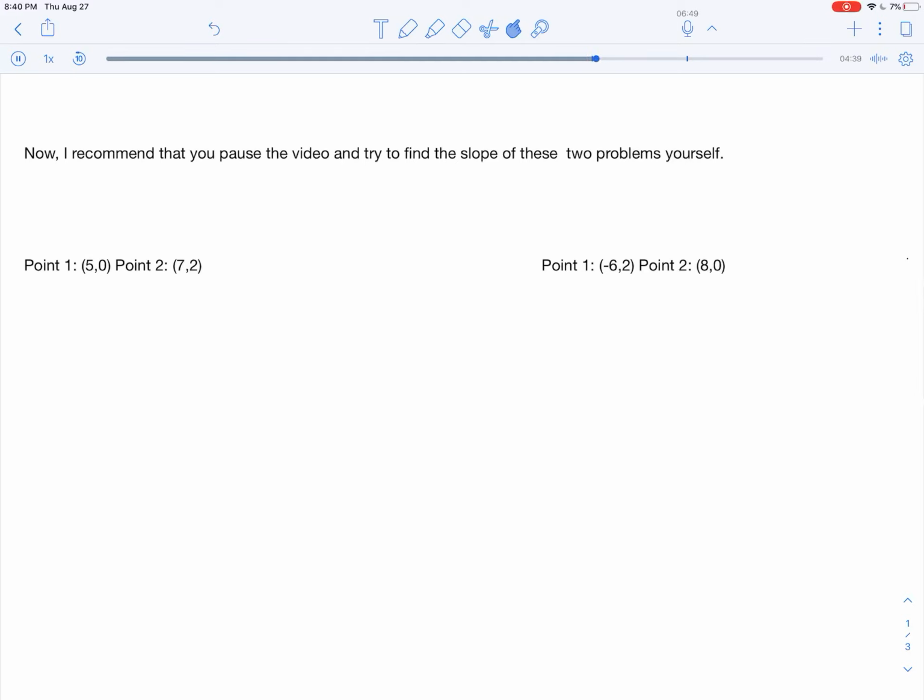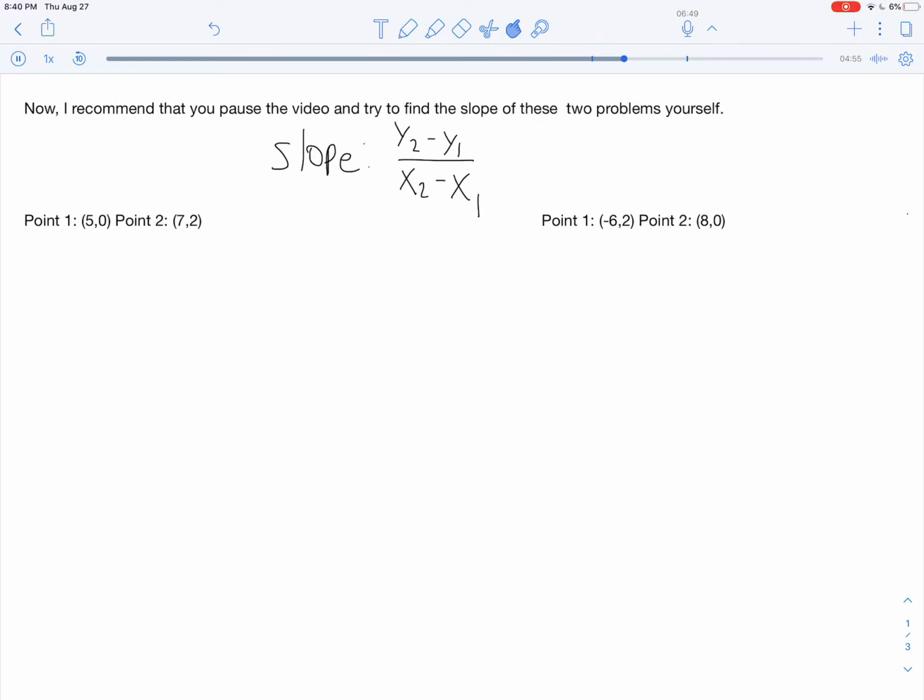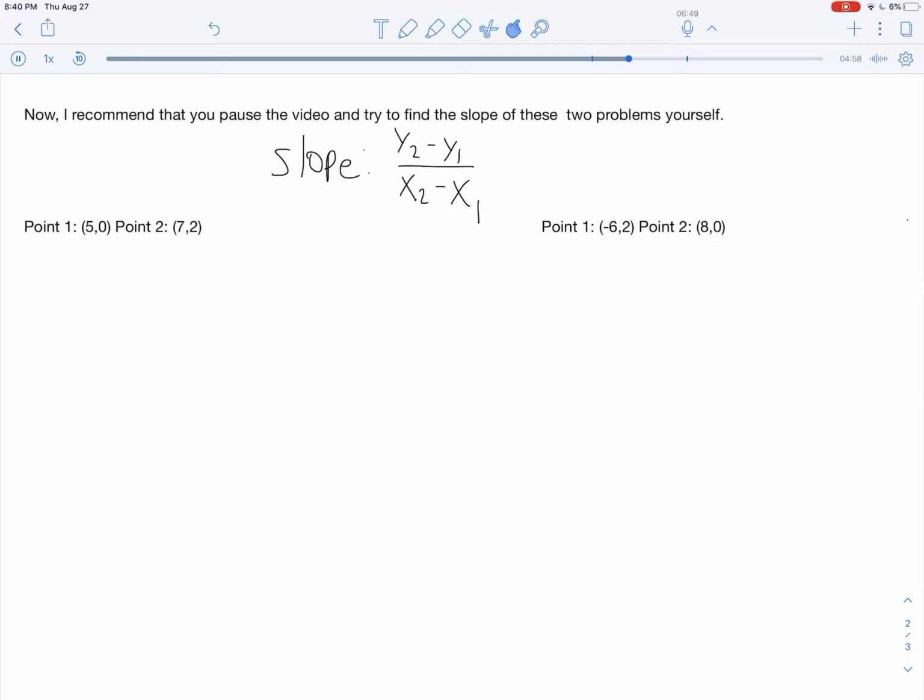Okay, hopefully you found success with these two questions, and let's go over them. First thing I'm going to do is I'm going to move our slope formula to a better spot so we can get a good look at it. Okay, so our first question, we have point 1, which is 5, comma 0, and point 2, which is 7, comma 2. So right off the bat, we want to identify our x's and our y's, as depicted on screen. And simply, we take our y from point 2, which is 2, minus 0, which is our y in point 1. Take our x2, which is 7, minus 5, which is our x1.